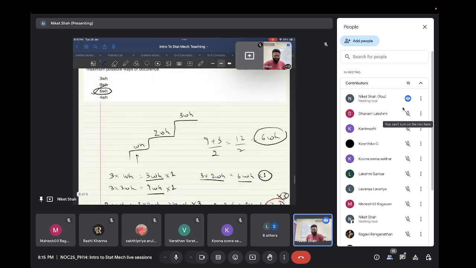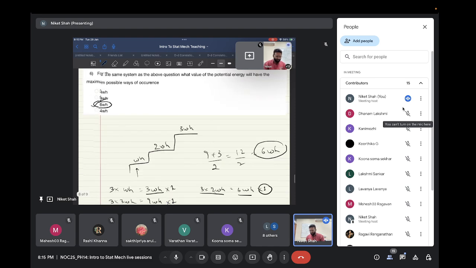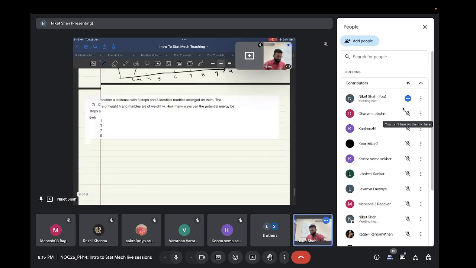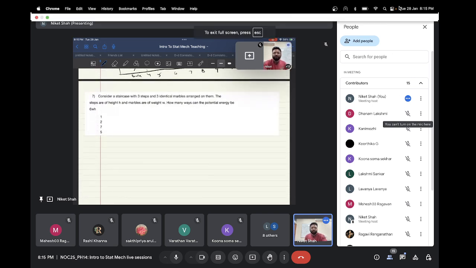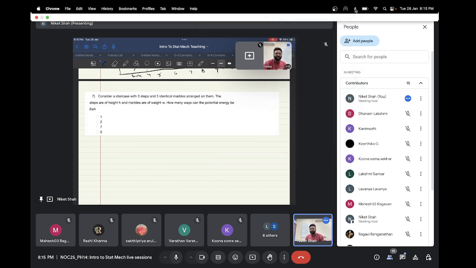And this average method generally works. So highest energy is 9, lowest energy is 3. You take an average. Generally your maximum occurrences lie around that average only. Okay. So yeah, that's question number 6 for you. Let's go to question number 7.